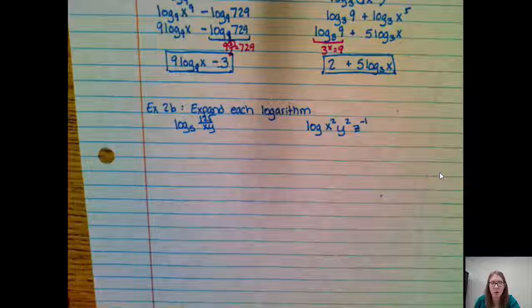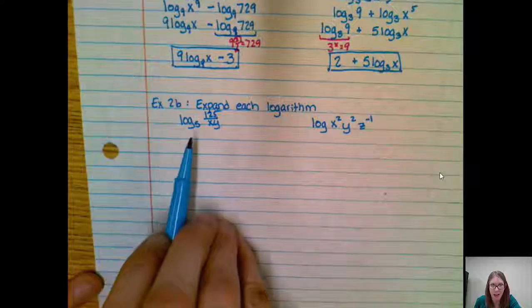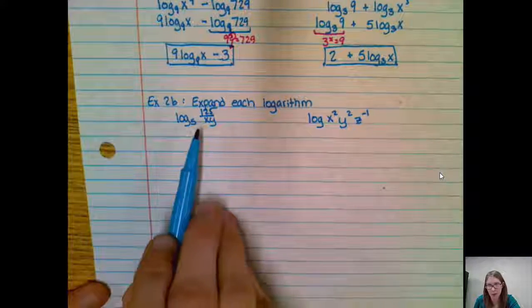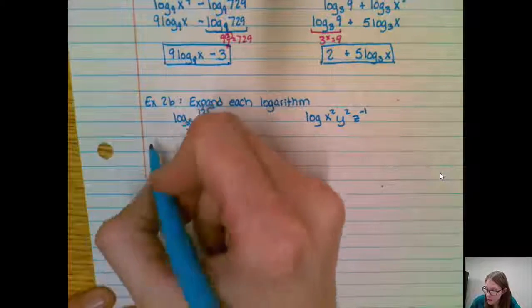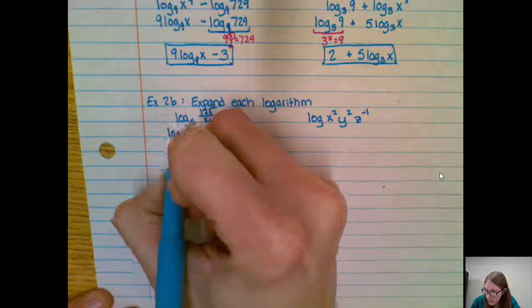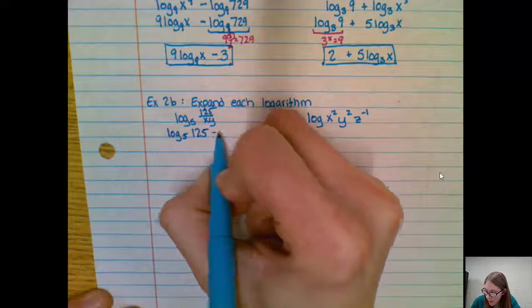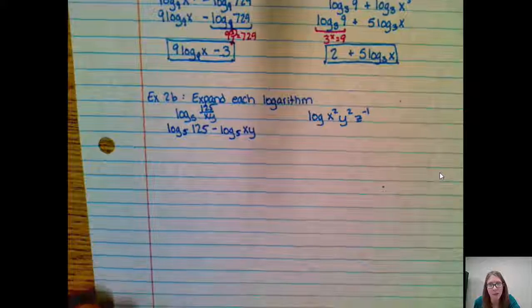Last example, 2b, we are going to expand our logarithms again. Log base 5 of 125 over xy first. First thing I notice is I have a fraction here, so let's subtract the individual logarithms. That gives me the log base 5 of 125 minus the log base 5 of xy.